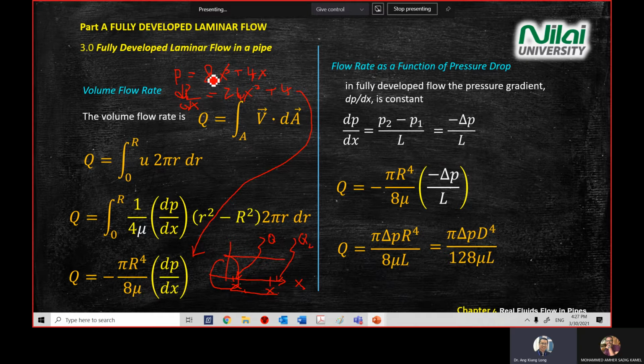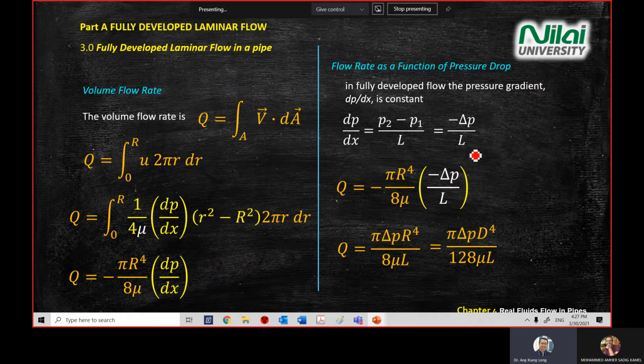So the concept of how you apply the equation is that if you are given a pressure in terms of an equation, then you can differentiate it, and you use the left-hand side equation. If you directly have, let's say, two places, P1 and P2 values given, then you straight away use the right-hand side equation. Okay. That is the only difference. Both will give you the same answer actually. Just take note, this equation is for laminar flow only.